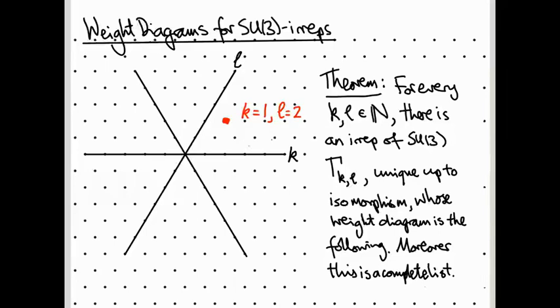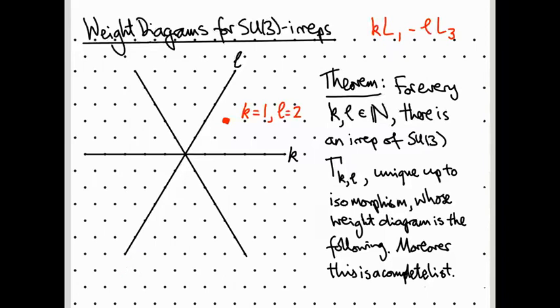So what are k and l? What role do they play? Well, they're the kind of input. So I'm going to start by specifying a point in this diagram that's going to be one of our weights. It's actually going to be our highest weight. And it's going to be the point k lots of L1 minus l lots of L3. So I'm going to illustrate this with the point k equals 1, l equals 2. So you go 1 along the L1 direction and then minus 2 up the L3 direction. Remember, L3 points down here.